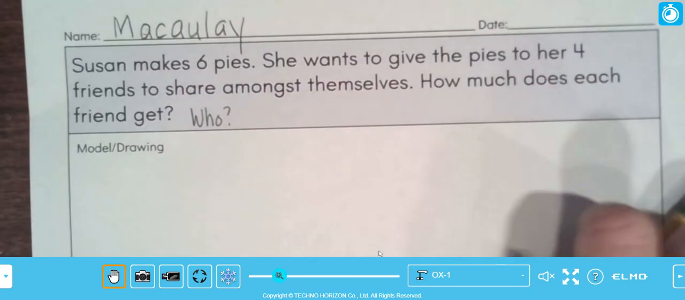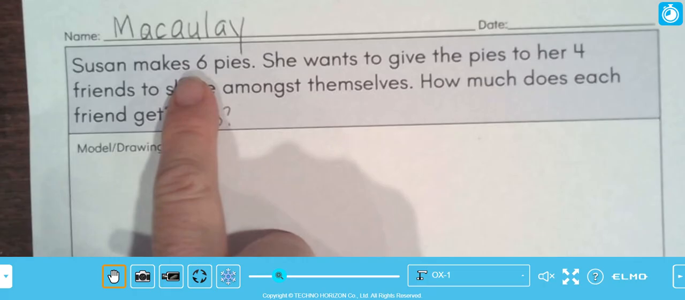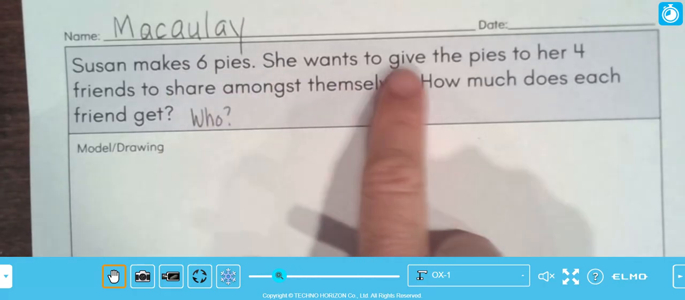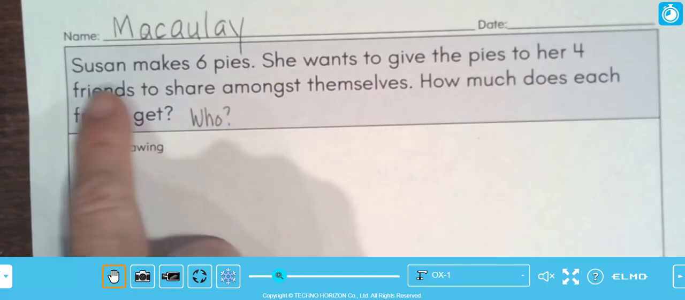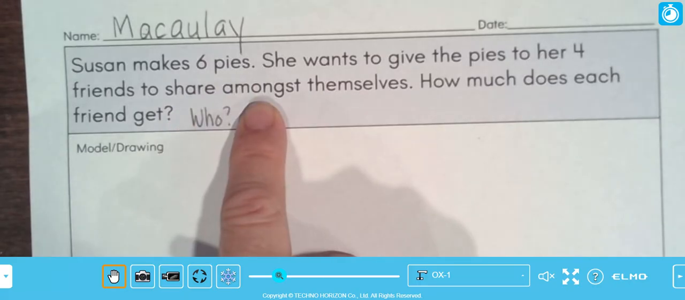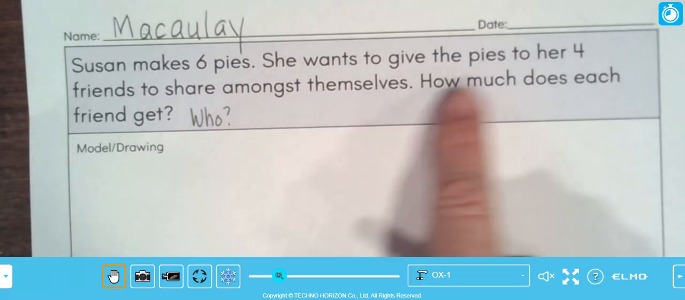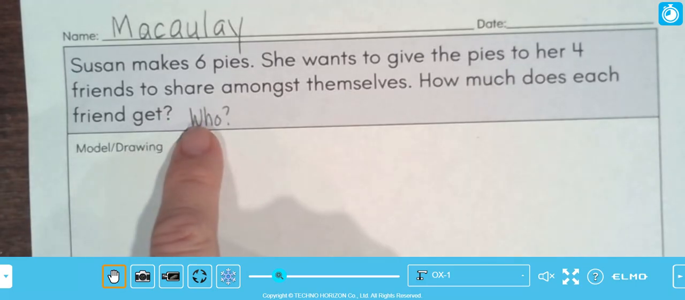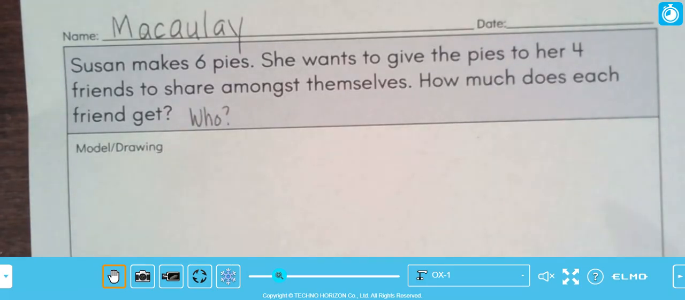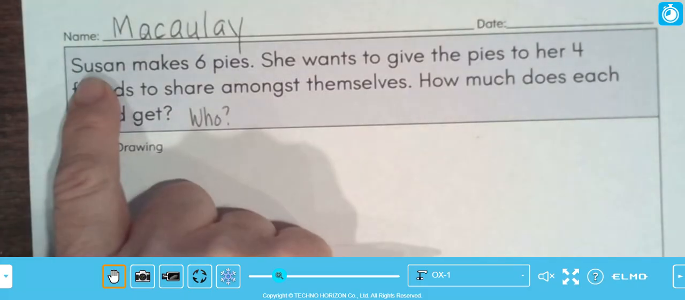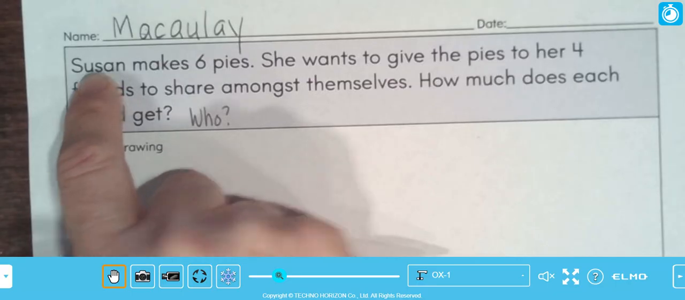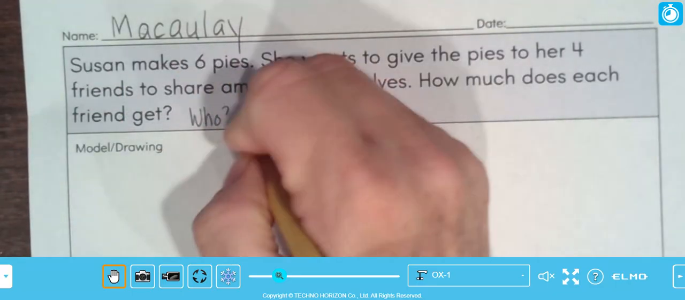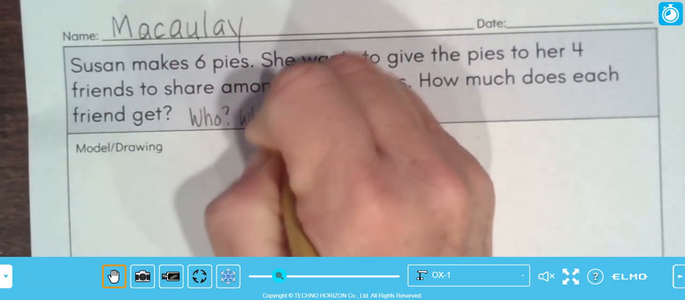I'm going to make this bigger so you can see it easier. Okay. Here we go. Susan makes 6 pies. She wants to give the pies to her 4 friends to share amongst themselves. How much does each friend get? Okay, so who is this story about? Yeah, it's about Susan, right? Susan, this girl.